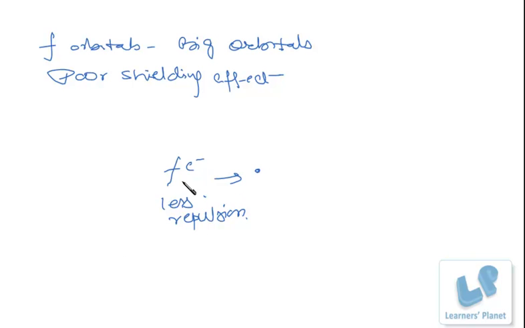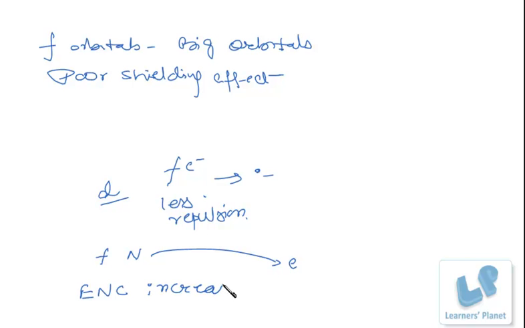Due to this poor shielding effect, what happens? This electron is facing less repulsion due to these f electrons, and also the intervening d electrons. Now, the force of attraction between the nucleus and the outermost electron increases, or you can say the effective nuclear charge increases, as a result of which the size decreases. Right?